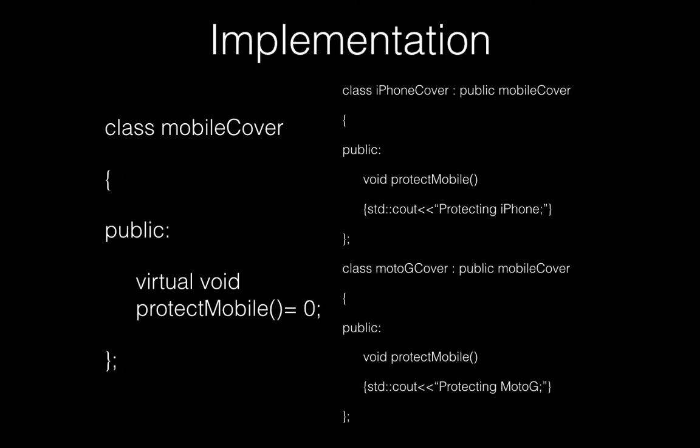So let's see a simple implementation for a product called mobile cover. Here, mobile cover would be an abstract class, and iPhone cover and Moto G cover are the actual products that we want to create through our factory class.